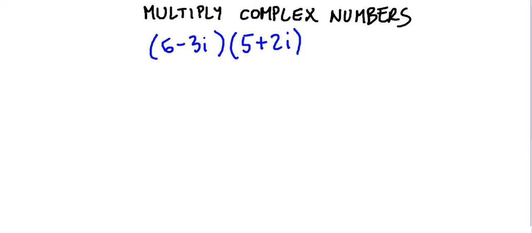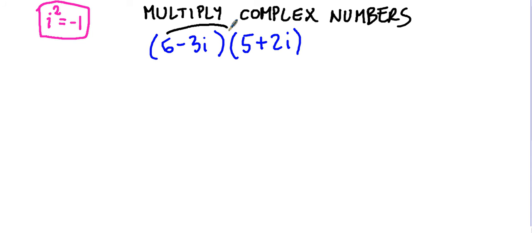In this example, we are going to multiply complex numbers, and we do it the same way like distributing any other problem. The only thing we're going to keep in mind is that by definition i to the power of 2 always equals -1. So that's something we should always keep in our mind. So let's start. Going to FOIL.